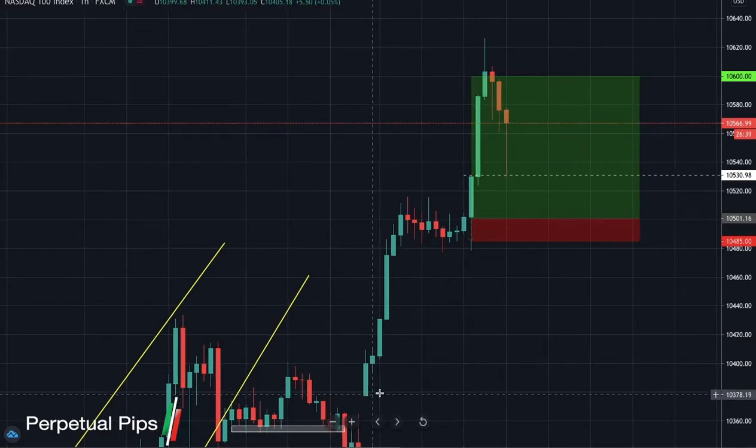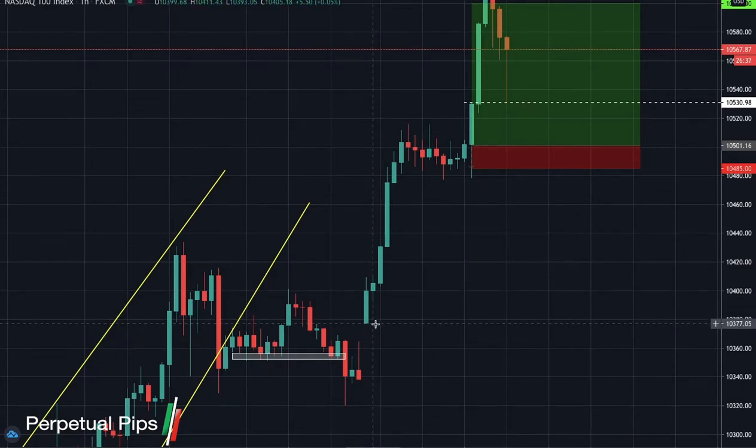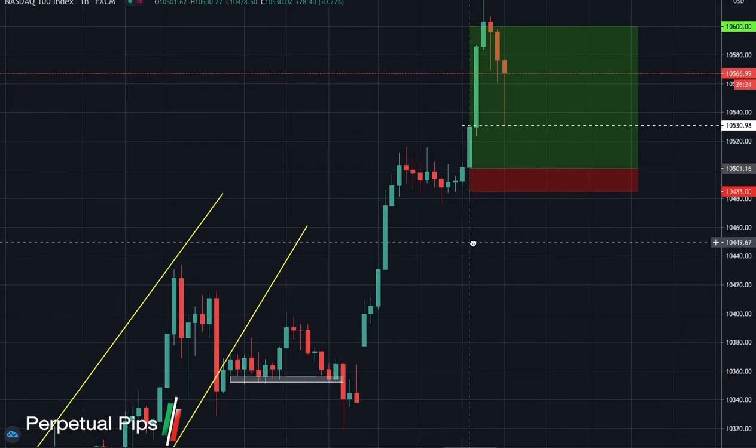Late Friday, I had a short in play, and that ended up closing break even. So I saw a price push up, and I took the opportunity, and I went long all the way up to the 10,500 level. So I had those 2 specific levels in mind.